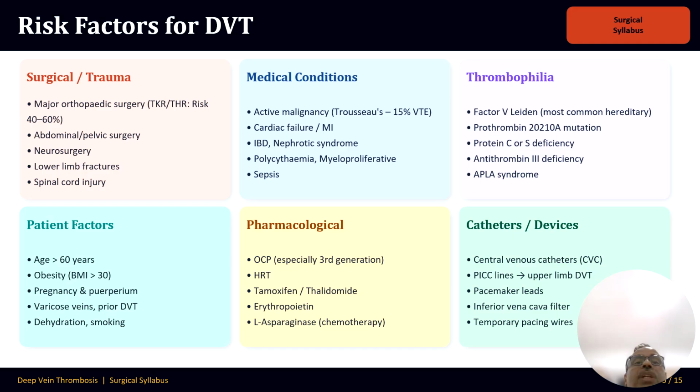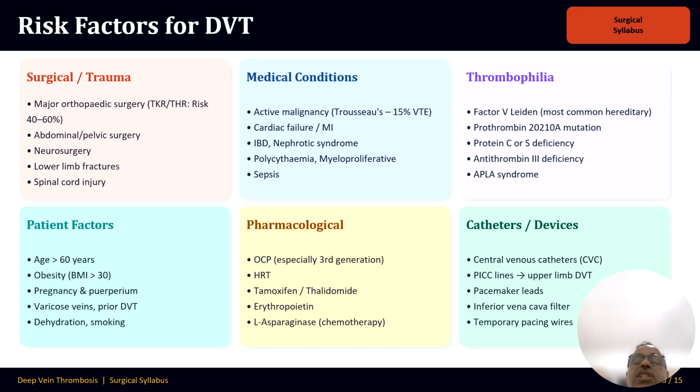Certain drugs like oral contraceptive pills, especially the third generation, taken over a prolonged period, hormone replacement therapy, again taken for chronic treatment for a patient of postmenopausal syndrome, patients on tamoxifen, erythropoietin, or any chemotherapeutic drugs like asparaginase would predispose to development of DVT.